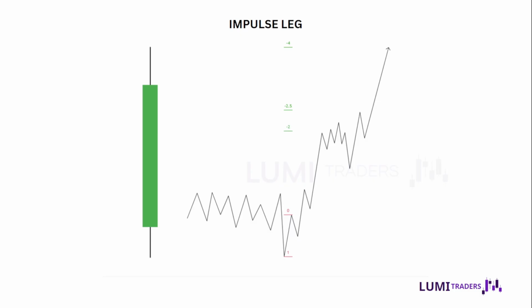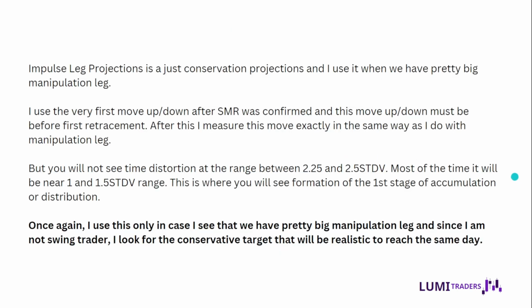Interesting projection right here. I don't use this often, but I use this. So let's cover this. Impulse leg projection is just conservative projection, and I use it when we have a pretty big manipulation leg. Sometimes I see a huge manipulation leg, and I'm like, well, it's impossible to use this leg, for example, for the same day, right? Most likely delivery will be in the next couple of days.